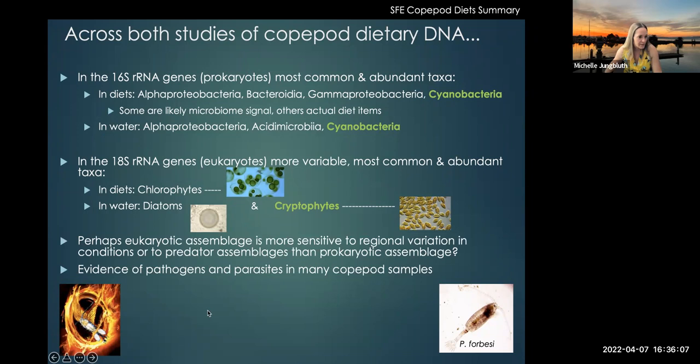And I'm wondering if these results hint that the eukaryotic assemblage may be more sensitive to regional variations in conditions or to predator assemblages than the prokaryotic assemblage. But it may also be the resolution of how I'm looking at these, from a class level versus something more specific. I also found some interesting evidence of pathogens and parasites in many of the copepod samples, so I'm hoping to look at this with an eye for the health of the organisms as well.